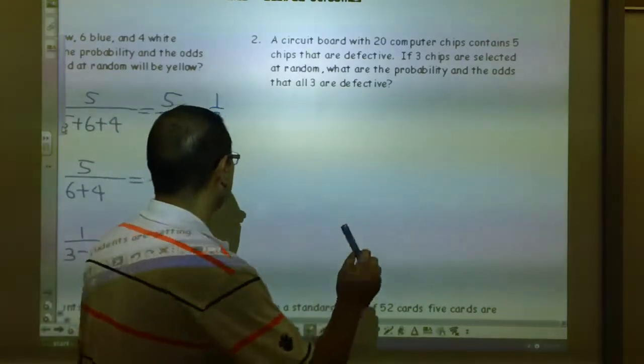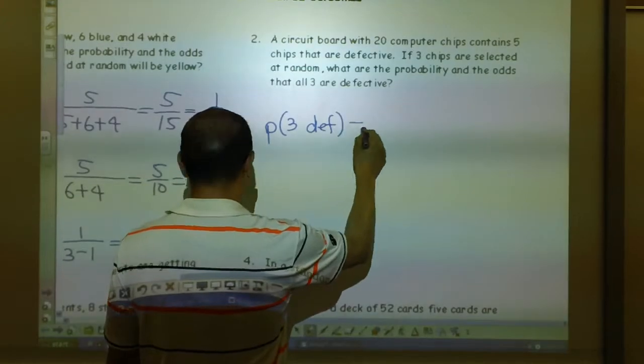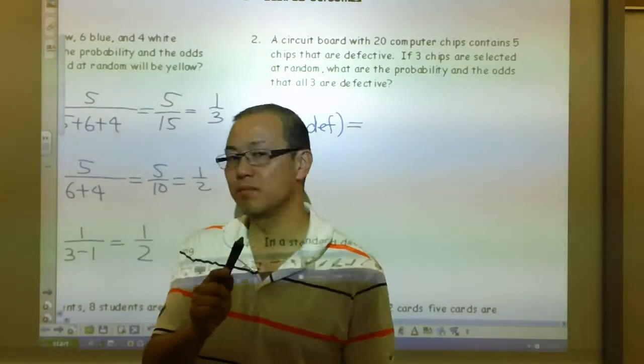But, okay. So, the probability of all 3 being defective would be, hold on for a second, I need my answer key.